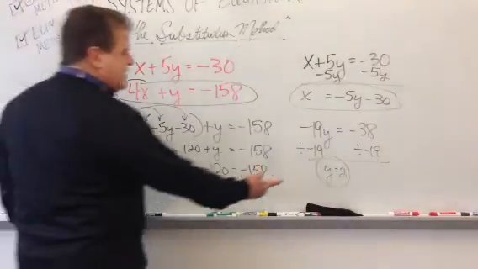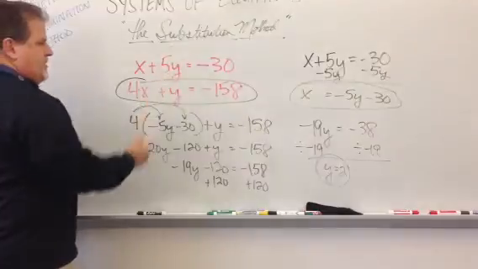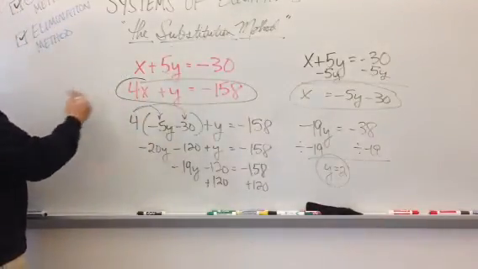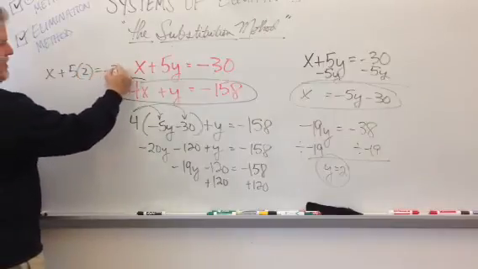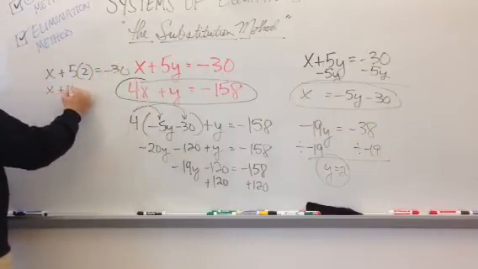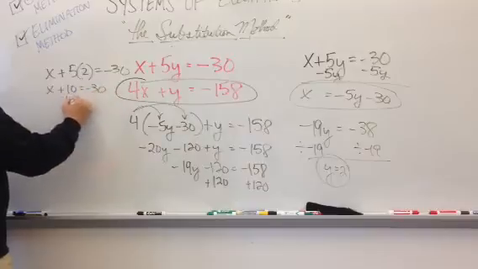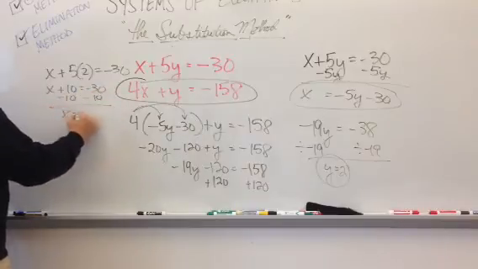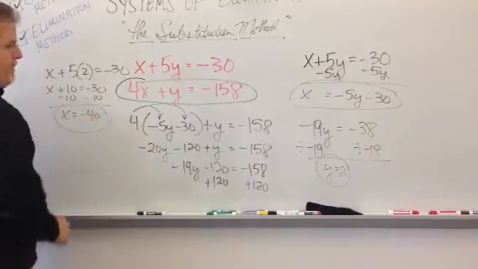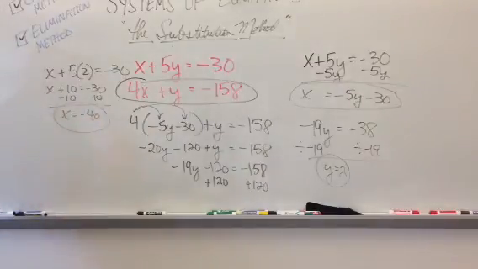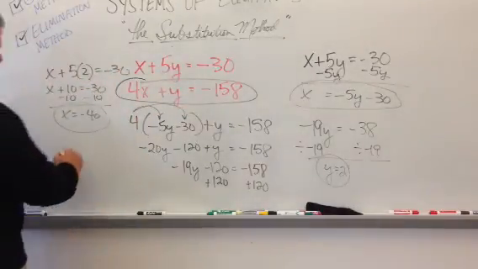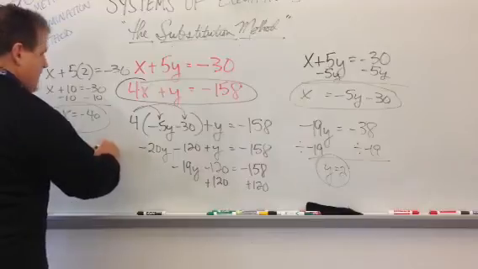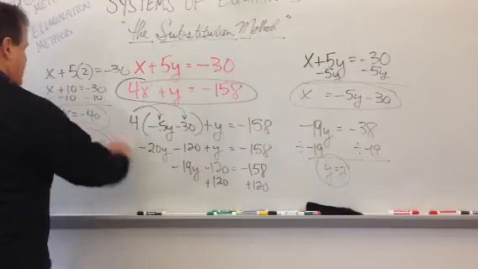Now we're going to take our y equals 2 and plug it back into one of our original equations. So let's take the x plus 5y, so 5 times 2 equals negative 30. So that's x plus 10 equals negative 30. Subtract 10 from both sides, so x equals negative 40. So your point of intersection of these two lines, or your solution to this system of equations, should be negative 40, comma 2.